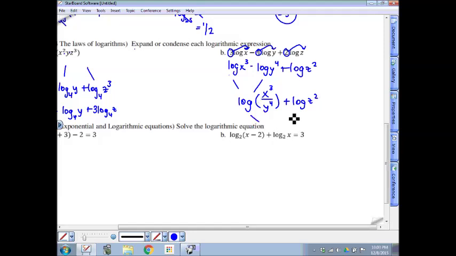Now, you can condense these two logarithms. Since they're separated by a plus sign, when you condense the two logarithms, you need to multiply the terms inside the logarithm. So x cubed over y to the fourth multiplied by z squared. The z squared is going to multiply the numerator, so you're going to end up with log of x to the third z squared over y to the fourth.